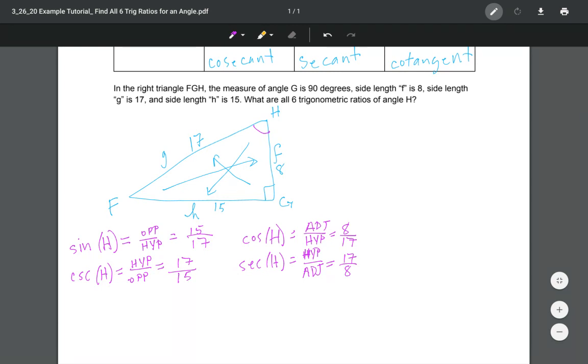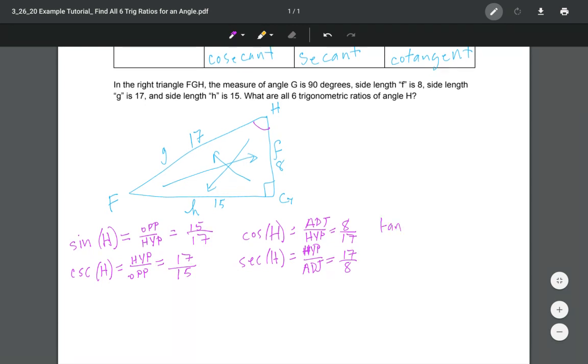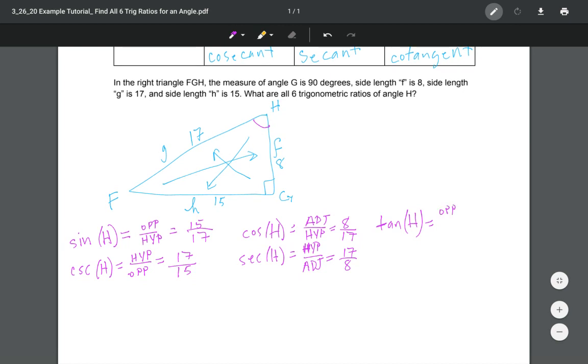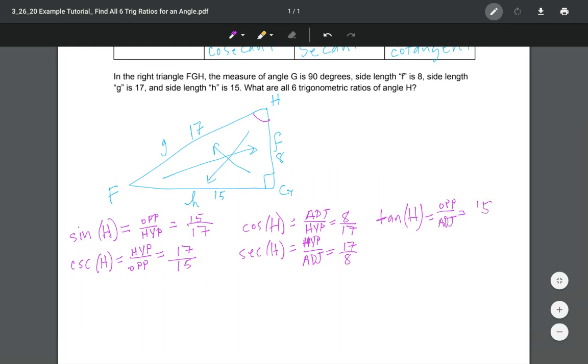Last but not least, I need to find my tangent and my cotangent. Tangent of angle H is going to be equal to opposite over adjacent, which is going to be 15 as my opposite length over 8. And last but not least, my cotangent for H is going to be the reciprocal ratio of my tangent. So that is going to be equal to my adjacent over the opposite, which is 8 over 15.